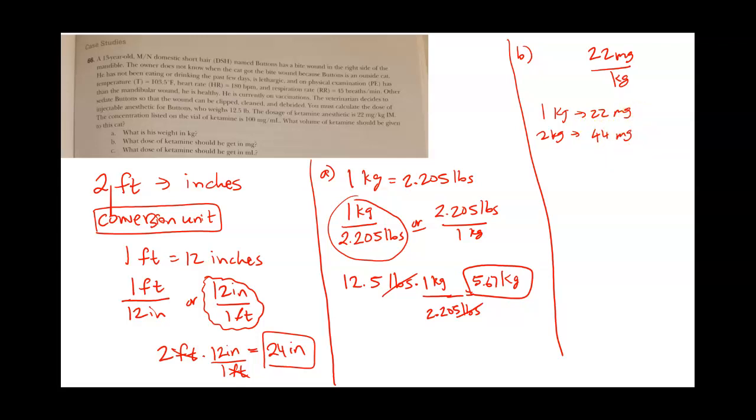But the way we're going to do it is using our conversion units. So we have 5.67 kilograms, right? And notice that the kilograms are on the denominator and the milligrams are on the numerator, which is what we want because you want your answer to be in milligrams. So we're going to multiply by 22 milligrams over 1 kilogram. And if there's no number there, there's like an invisible one. So the kilograms are going to cancel, and we're going to multiply 5.67 times 22, which gives you 124.74 milligrams.